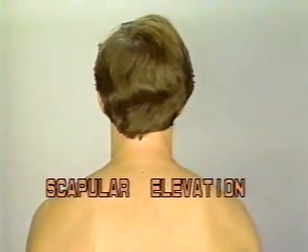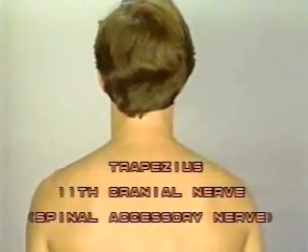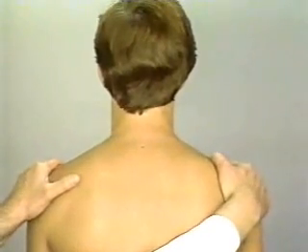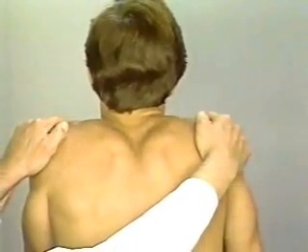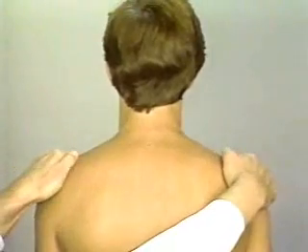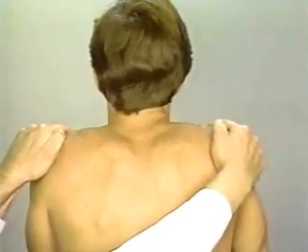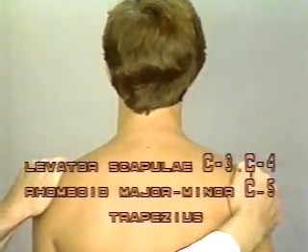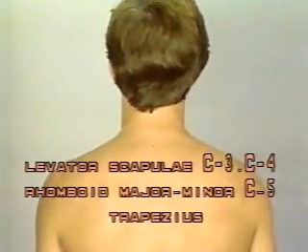Shoulder region. Scapular elevation. Trapezius, 11th cranial nerve or spinal accessory nerve. Stand behind the patient and place each hand laterally over each acromion. Instruct the patient to shrug the shoulders up towards the ears while applying downward pressure on the acromions. Since the shoulder shrug maneuver involves several muscle groups, a discrepancy in strength between the two sides may denote weakness of the levator scapulae, C3, 4, rhomboid major and minor, C5, as well as the trapezius muscle.